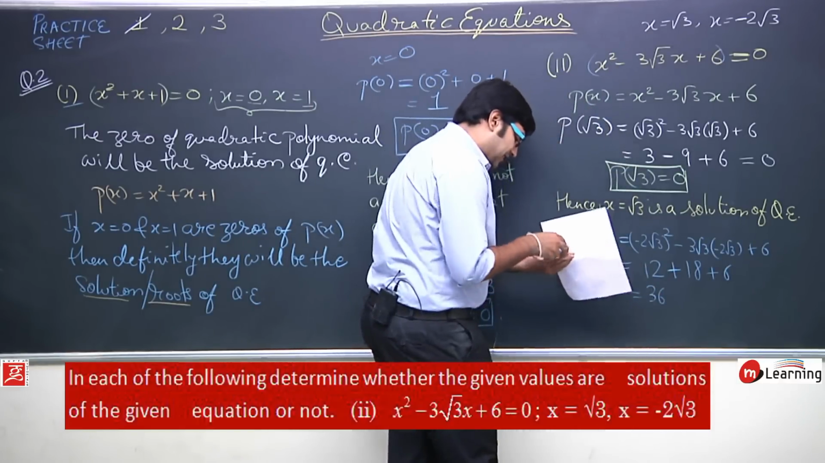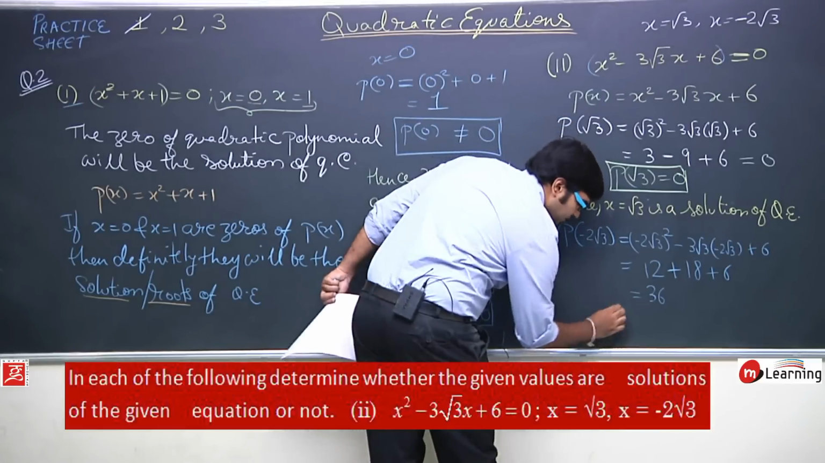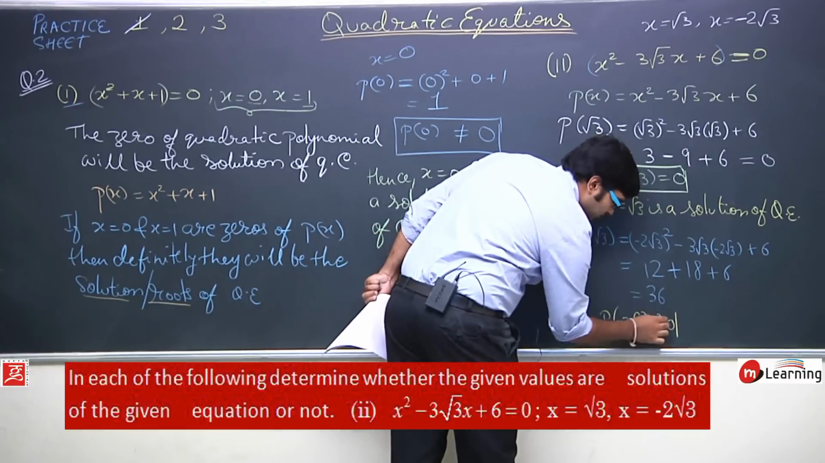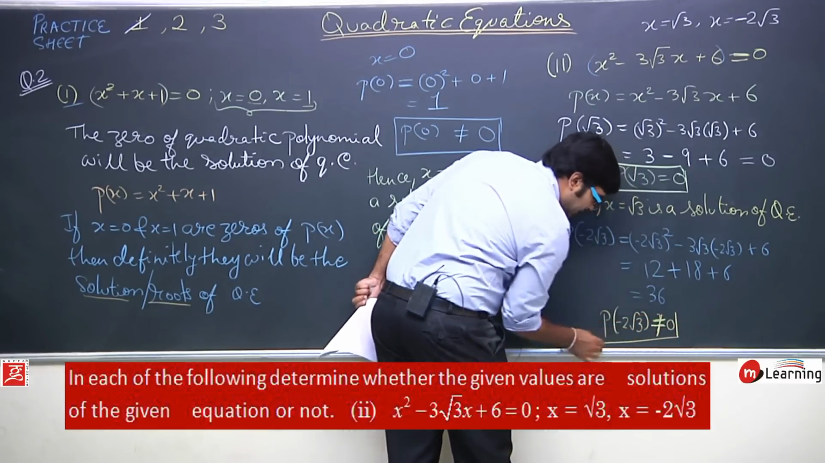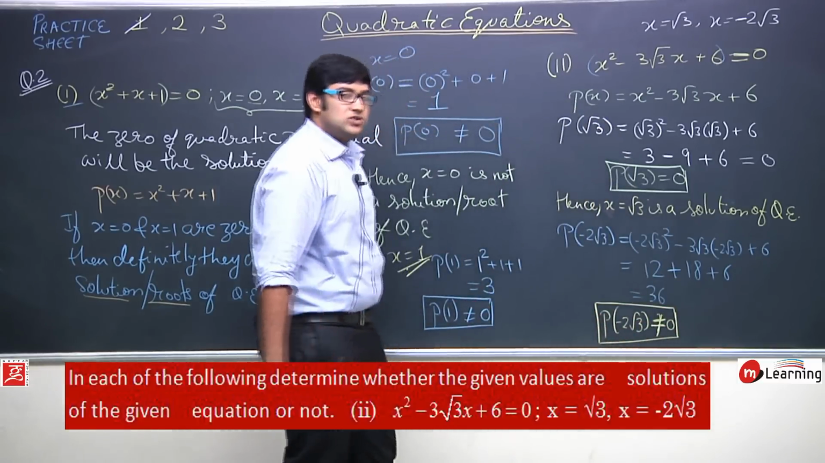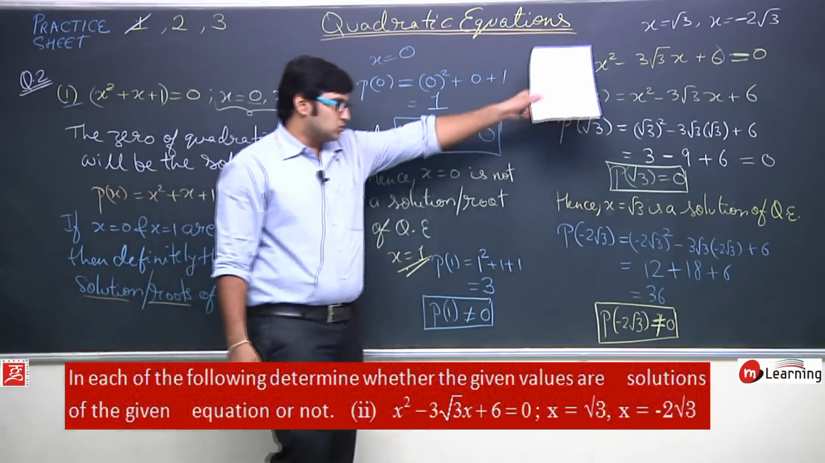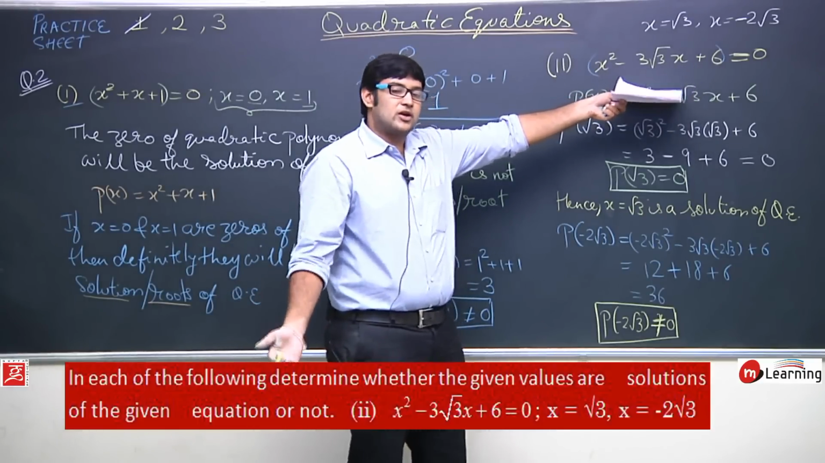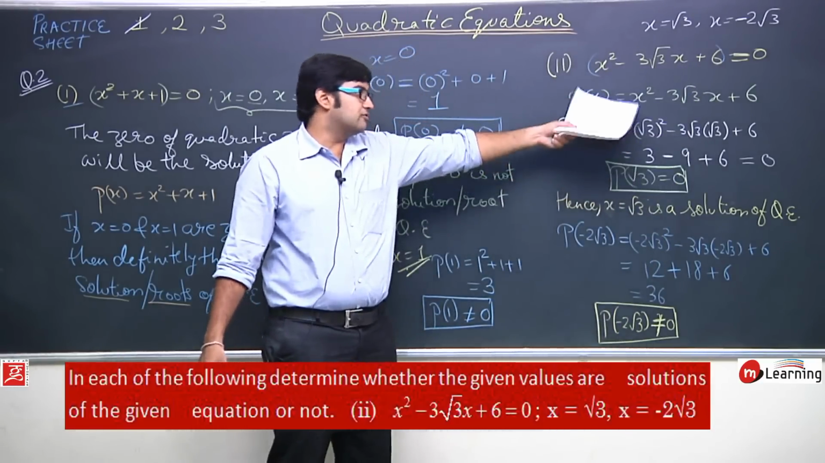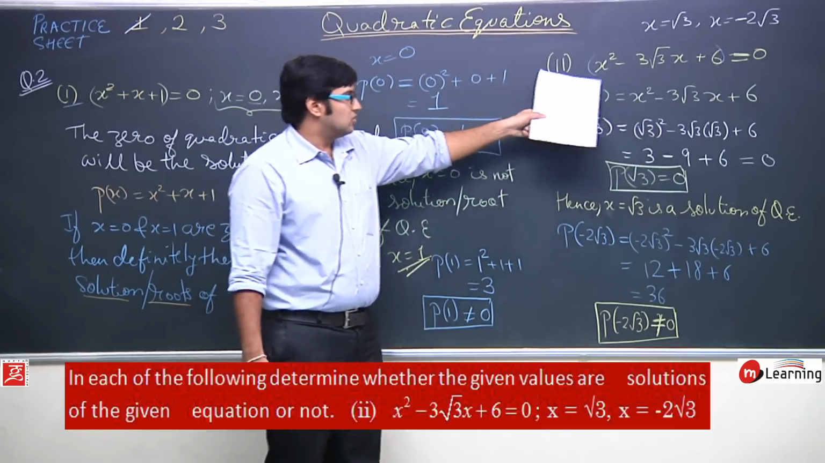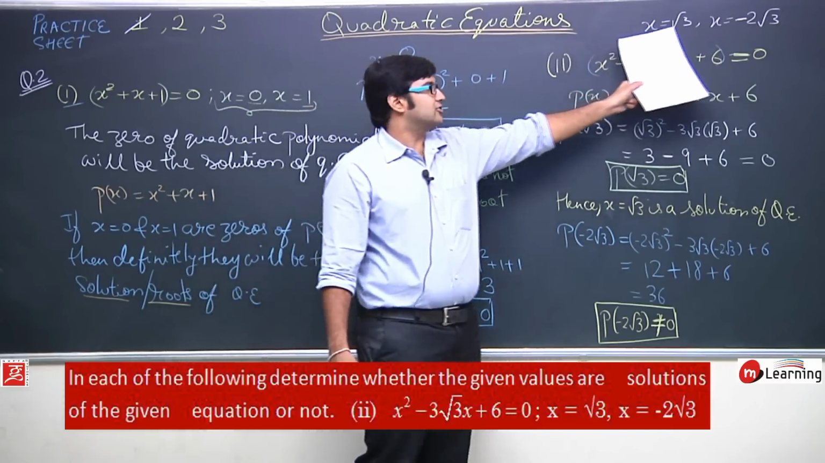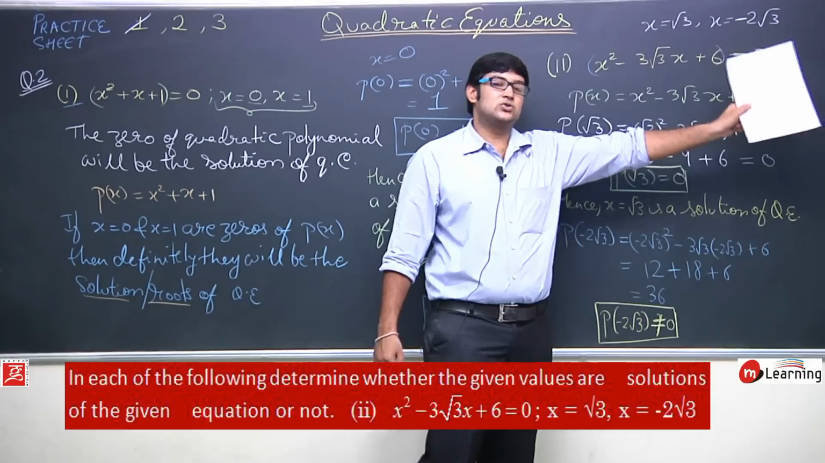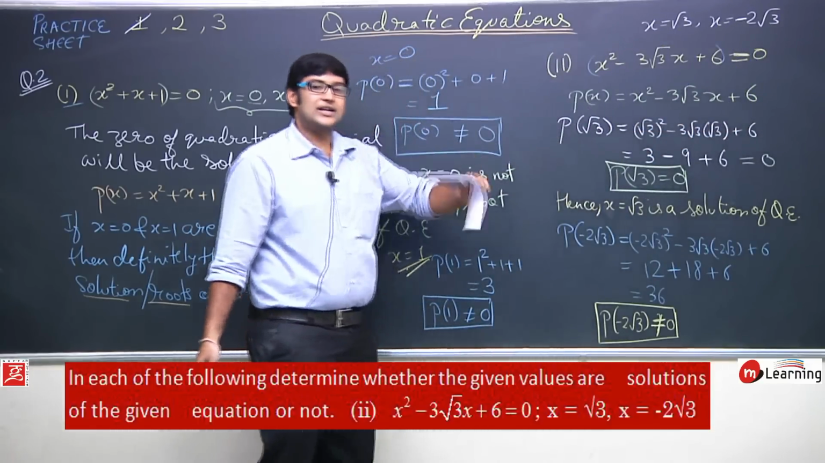36. Hence I will say that p of minus 2 root 3 is definitely not equal to 0. And if it is not equal to 0, it means this minus 2 root 3 is not a solution of this quadratic equation, or it is not a root of this quadratic equation because it is not the 0 of this polynomial. So in the second part only x is equal to root 3 is a solution, and x is equal to minus 2 root 3 is not a solution of this quadratic equation.